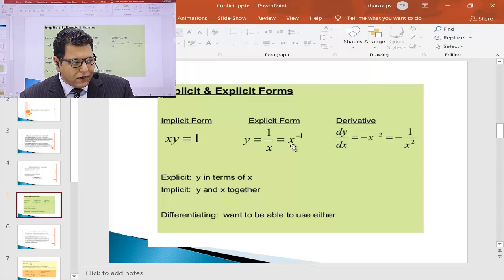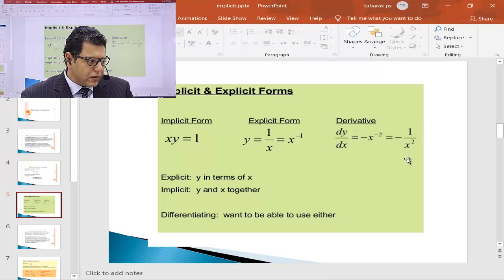So what is the derivative here? To differentiate this explicit form, we just multiply the power, minus 1, by the coefficient: minus 1 times 1 is minus 1. Then reduce the power by 1: minus 1 minus 1 is minus 2. To write the answer in simplest form, the negative power goes down to the denominator. So the final answer is minus 1 over x squared.